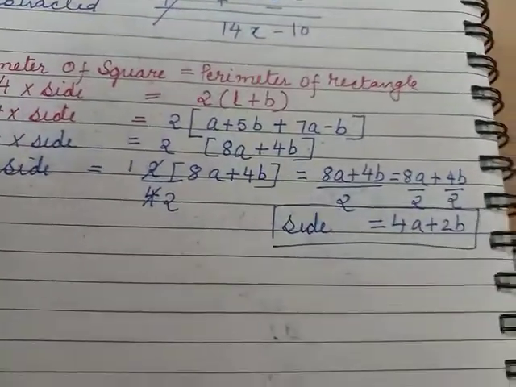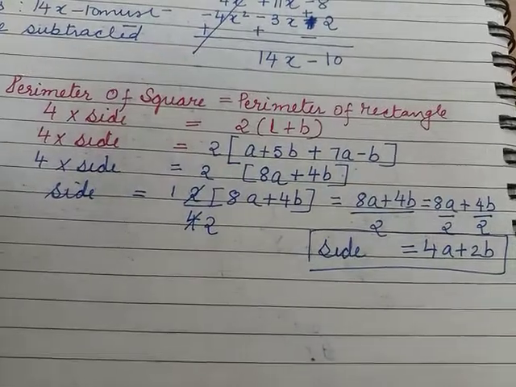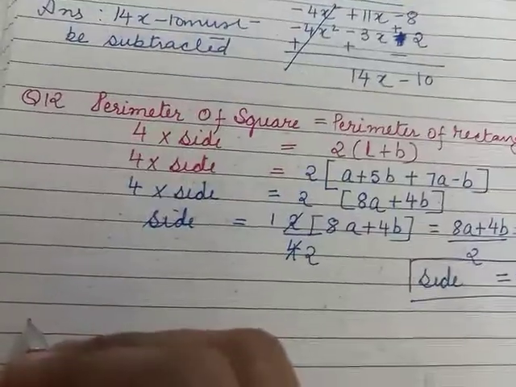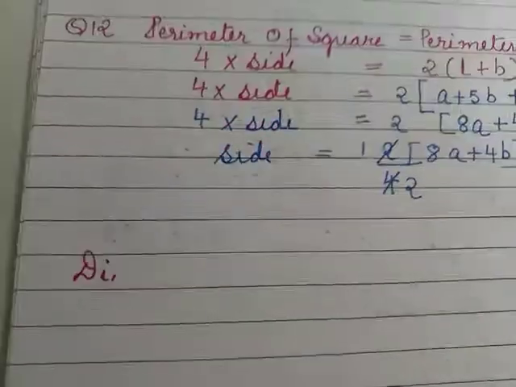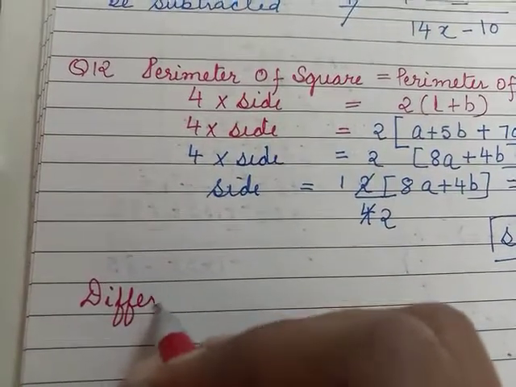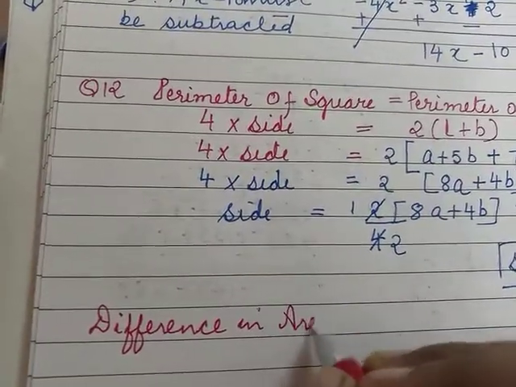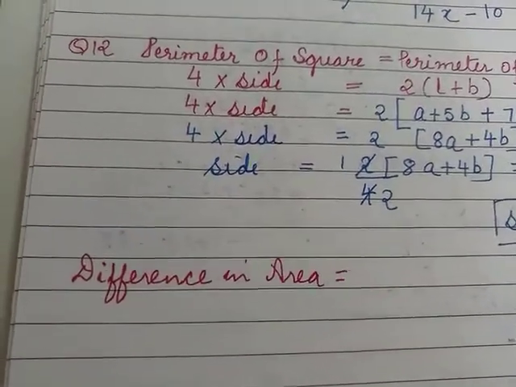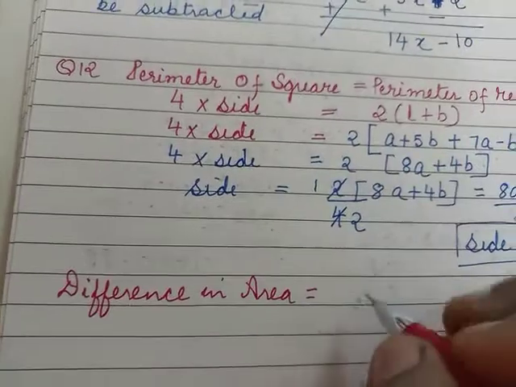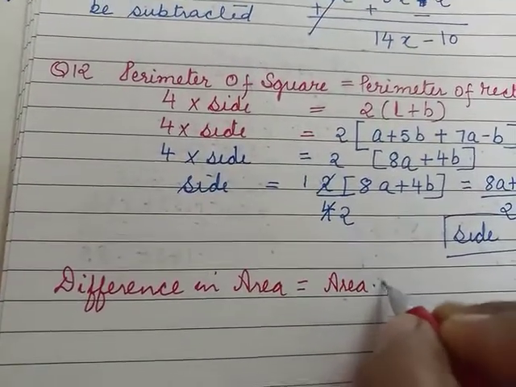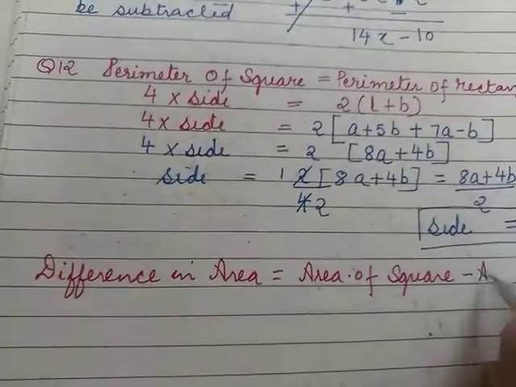Now we are finding the difference of their areas. So first we will find the area of a square and the area of a rectangle. Difference in area is equal to, see, they have said in the question that the area of the rectangle is less than that of the square. So first we are going to write the area of a square minus the area of the rectangle.